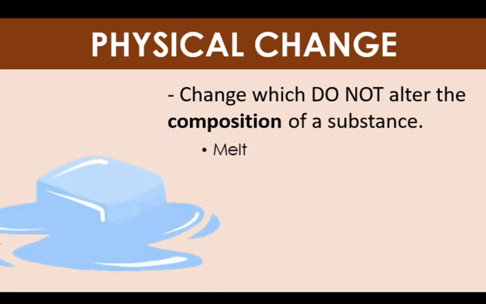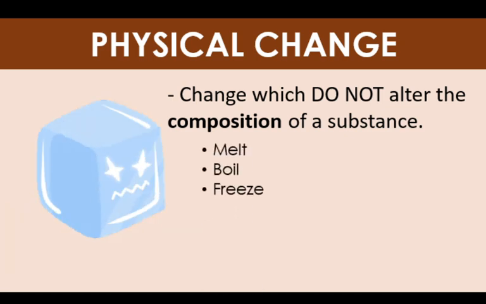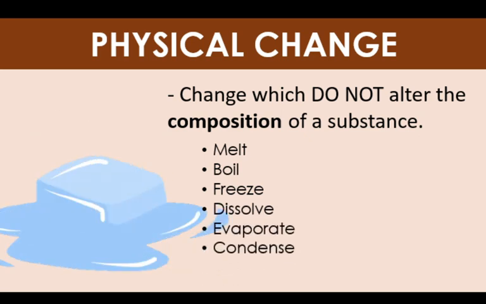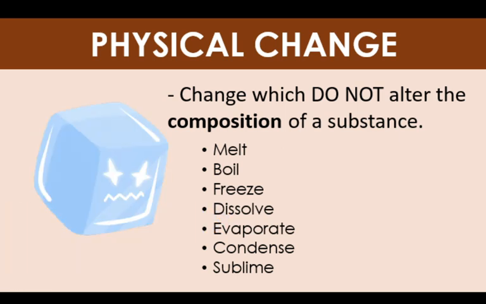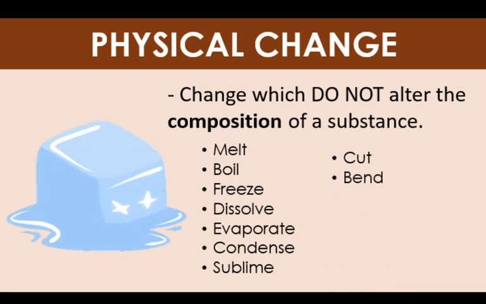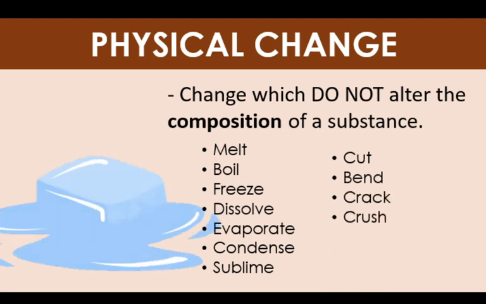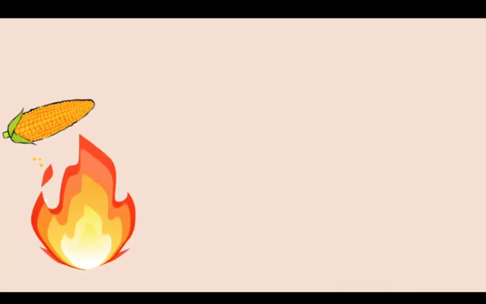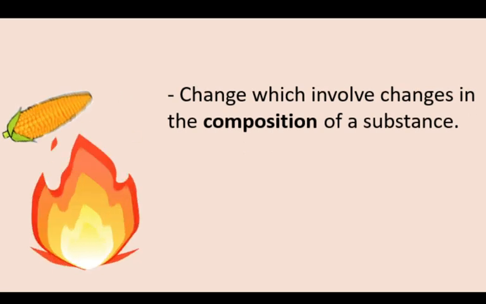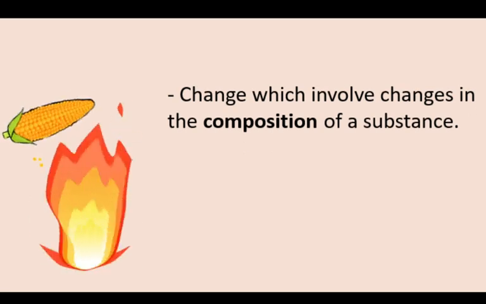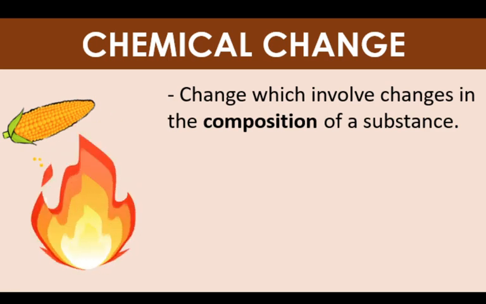Words like melt, boil, freeze, dissolve, evaporate, condense, and sublime indicate a physical change. Other terms include cut, bend, crack, crush, and grind. While changes which involve changes in the composition of a material is called chemical change.